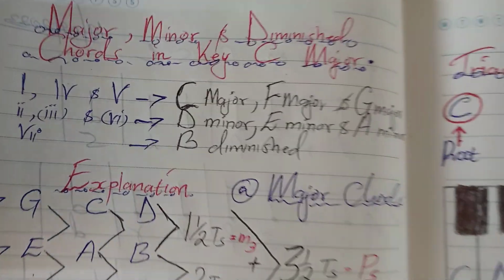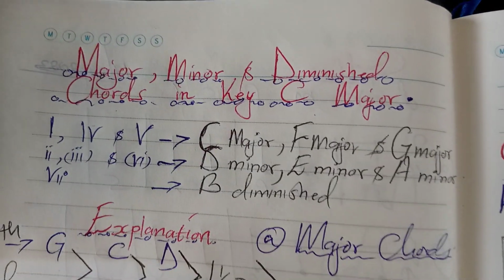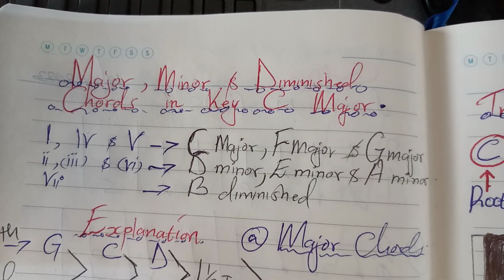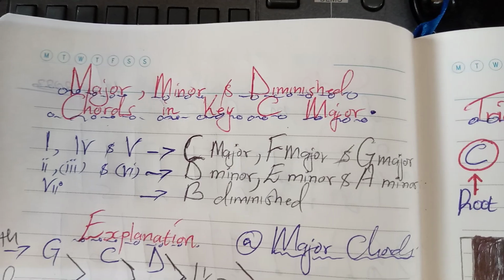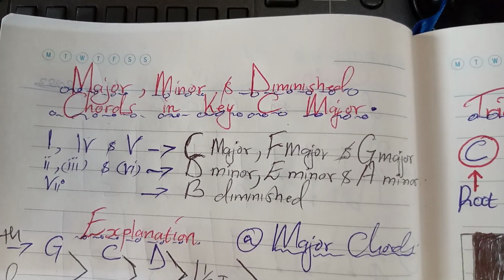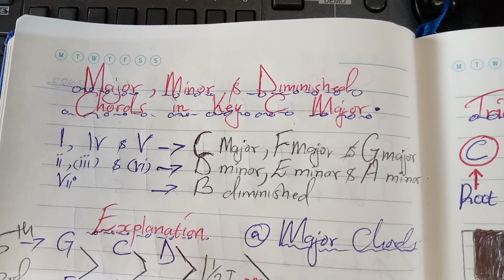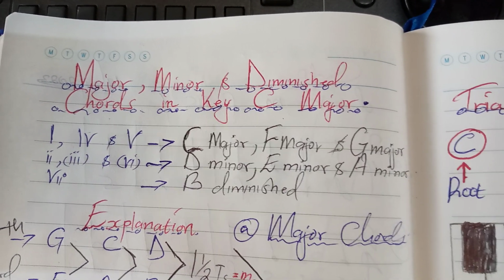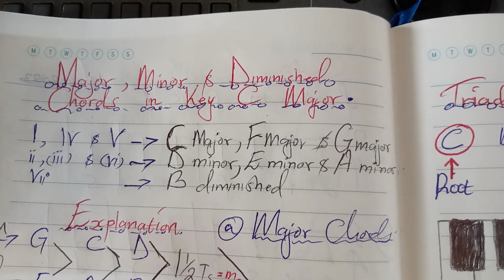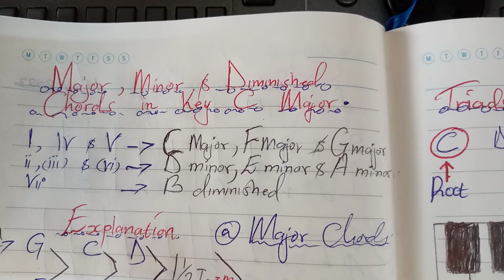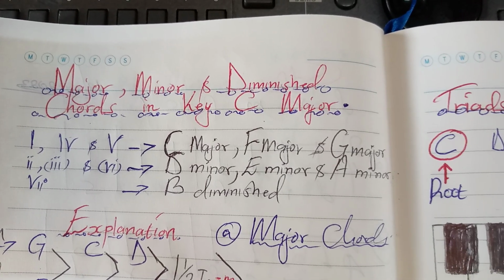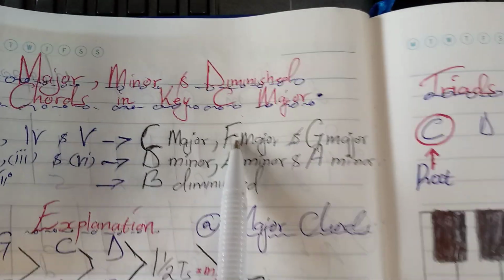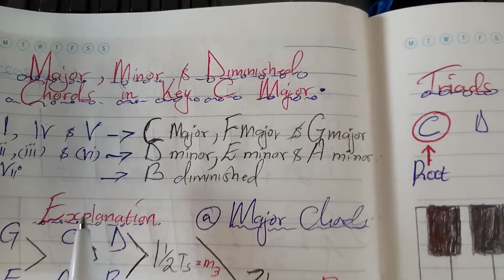So we are still in key C. In key C, I want us to look at the major, minor, and diminished chords in key C major. First of all, in all keys, the first, fourth, and fifth chords, they are major. Do, fa, and so. So the first chord, the fourth chord, and the fifth chord, they are major. So we have C major, F major, and G major. They are major chords in key C.